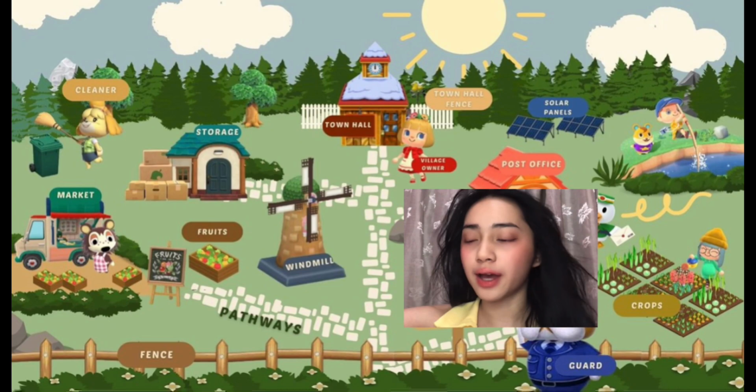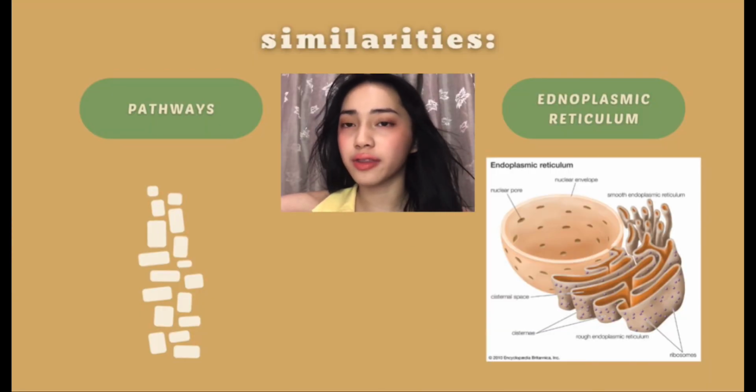All around the village, we have the pathways, which help the villagers to go from one place to another. I think of it as the endoplasmic reticulum, or the ER. The ER is a transport system that carries materials throughout the cell.